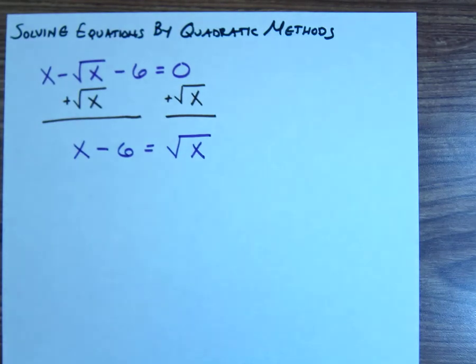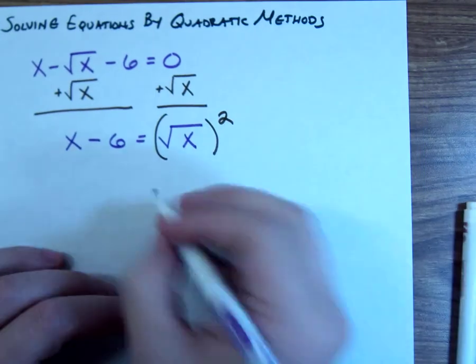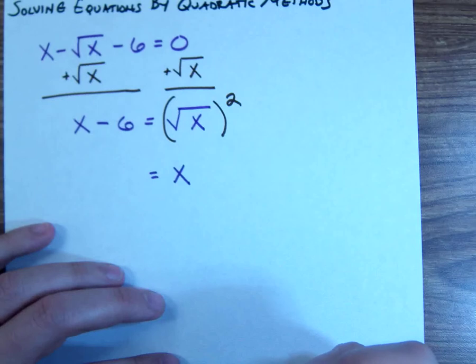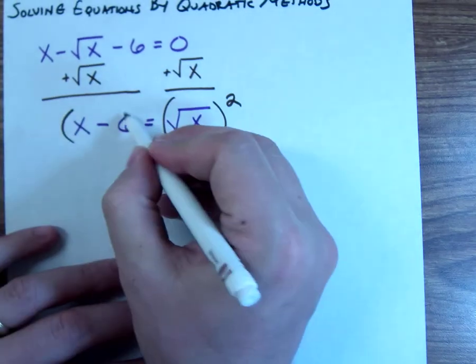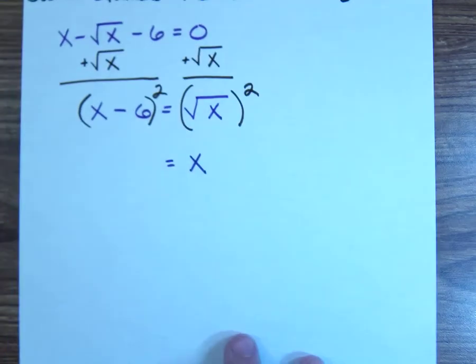What's the point of getting the radical by itself? Exactly right. If you square a square root, what happens? It's just x. The squared and the square root cancel each other out. I also have to square the left side of the equation, though. So x minus 6 squared.